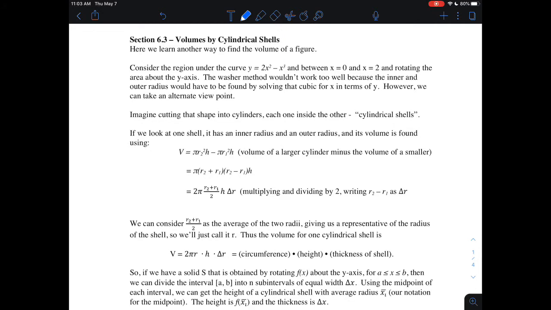So to see why we need another method, let's consider the region under the curve y equals 2x squared minus x cubed and between x equals 0 and x equals 2. And let's take that region and rotate that area about the y-axis.